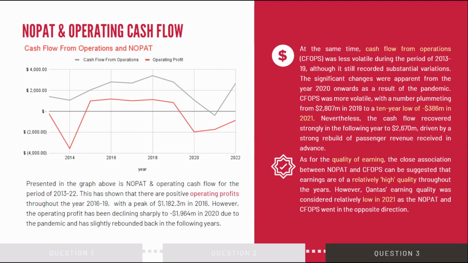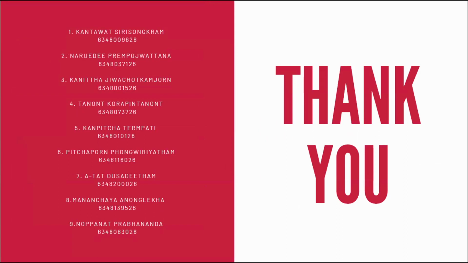As for the quality of earnings, the close association between NOPAT and cash flow from operations suggests that earnings are of relatively high quality throughout the years. However, Qantas' earnings quality was considered quite low in 2021, since NOPAT and cash flow from operations went in opposite directions. To summarize, revenue and impairment of assets can be considered the two key financial reporting areas affecting the company's annual financial statements, including the balance sheet and the statement of cash flows.